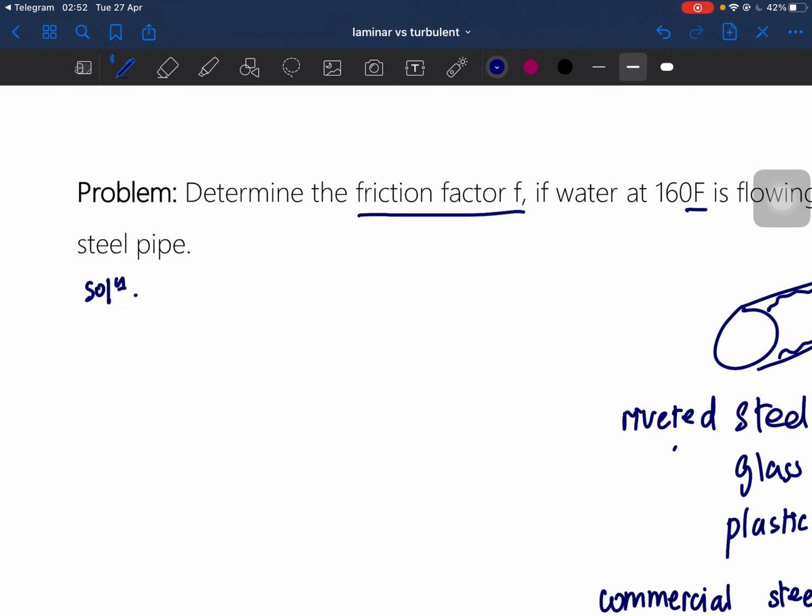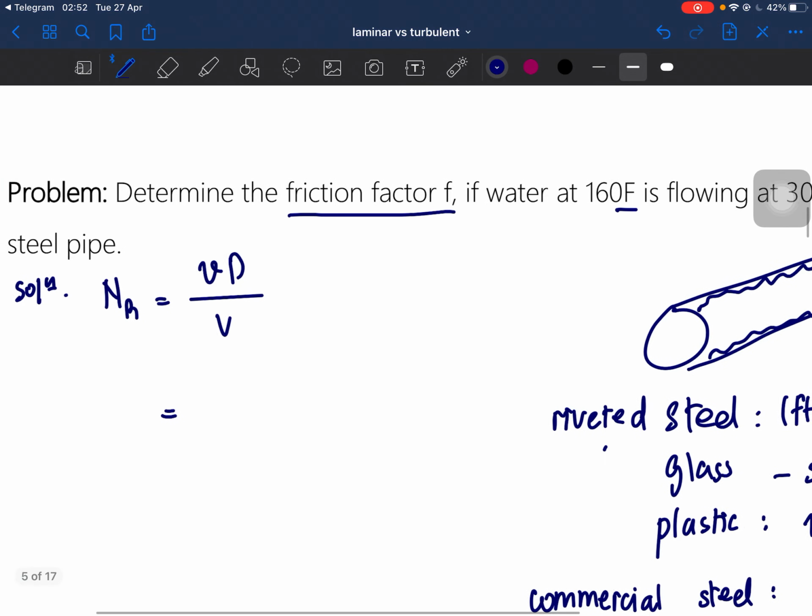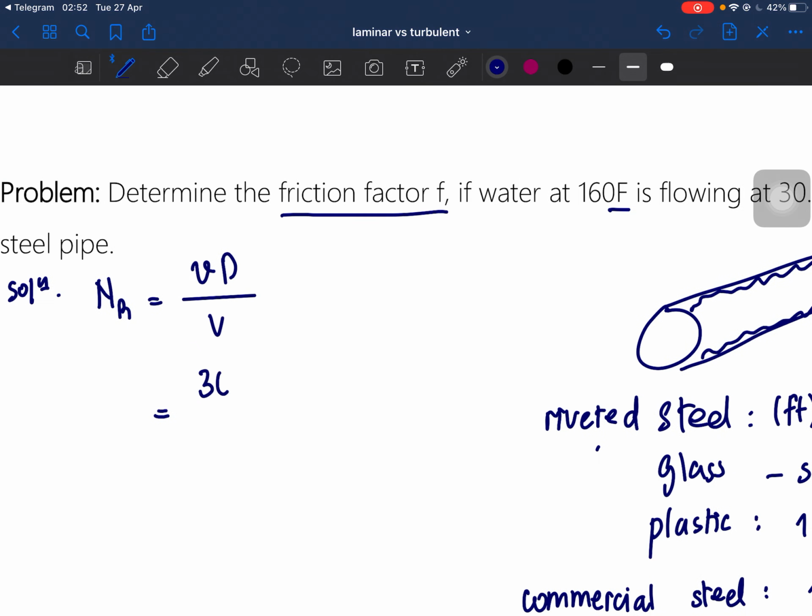Solution. Reynolds number is equal to... so tired of the Reynolds number, we're going to meet it every time. Okay, so now we have 30. It says water, so water has another viscosity, and at a different temperature we will have another viscosity, which is different from what we have learned before.